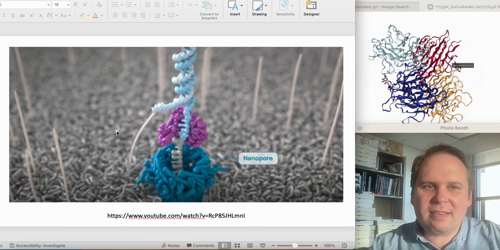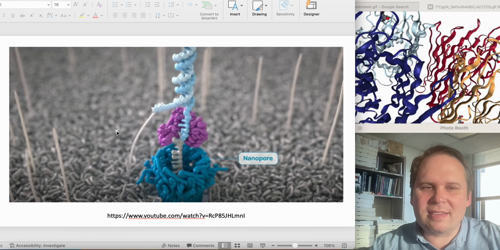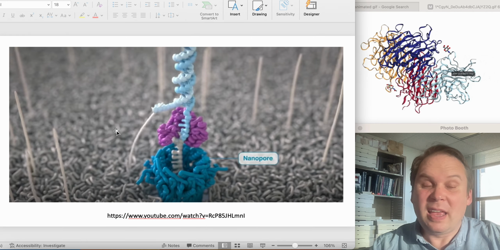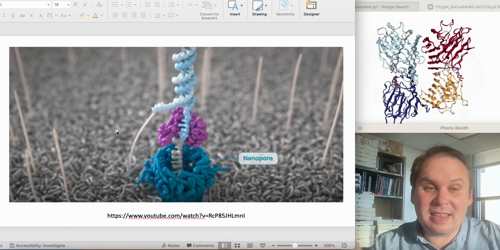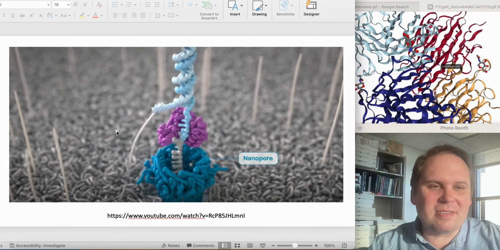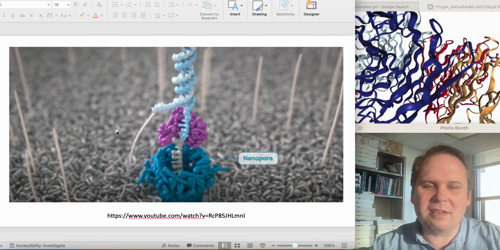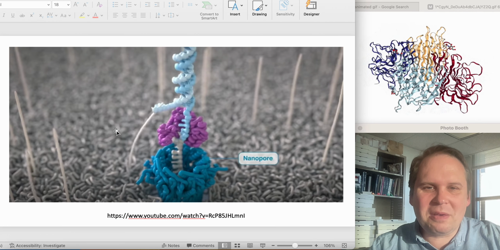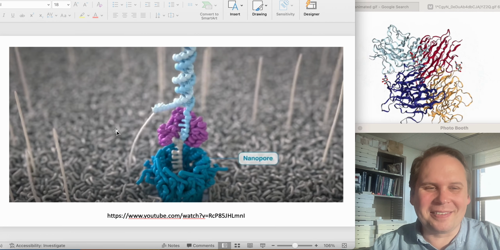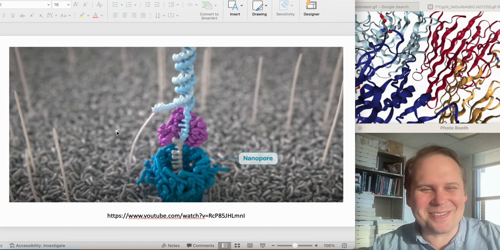It makes some mistakes. It's a little less precise than the other sequencing techniques, but you just resequence the same thing, take the average. It won't make the same mistake every time. And you get a real good, clean sequence very fast. So there you go. Nanopore sequencing, not so bad.